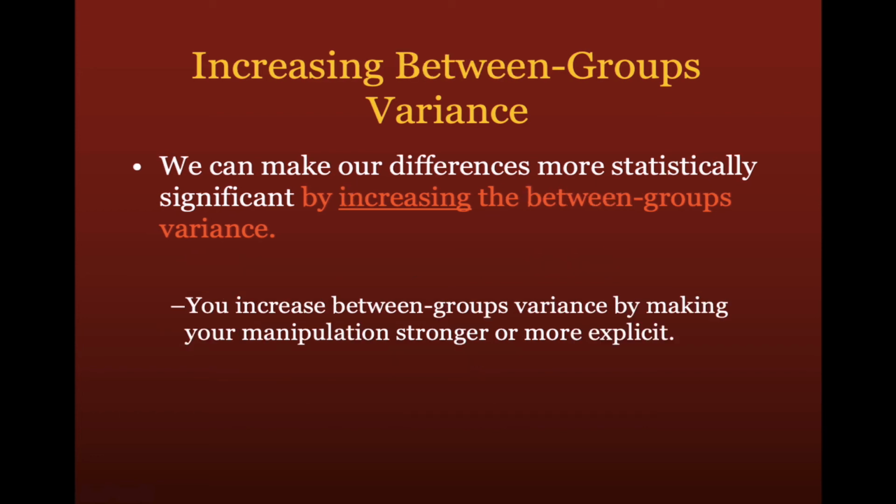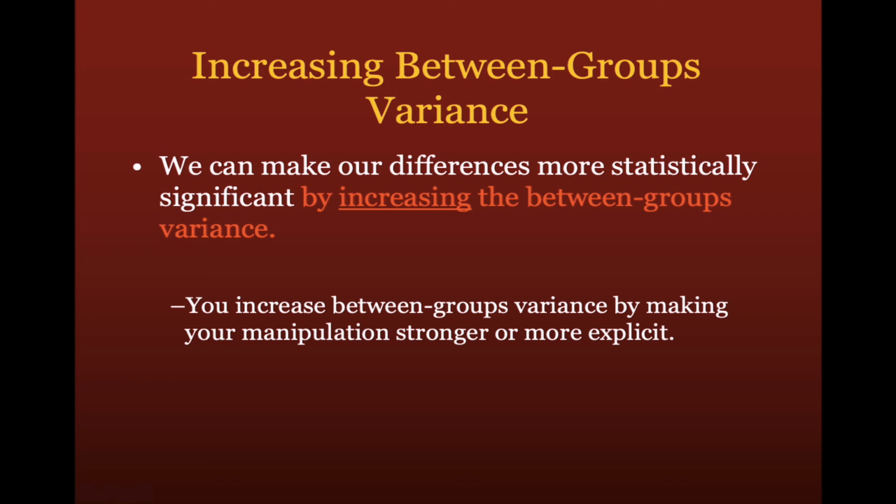The other way that you can get a larger F value is by increasing the between group variance. And the main way to do this is to ensure that your manipulation is very strong. So we talked about strong versus weak manipulations a couple of classes ago. A strong manipulation is where the differences between the levels of independent variable are very drastic, right?